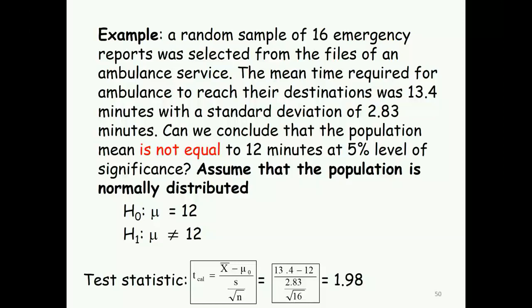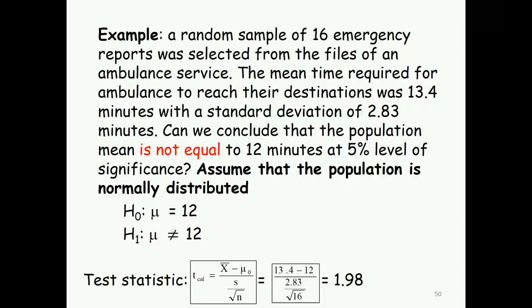A random sample of 16 emergency reports was selected from the files of an ambulance service. The mean time required for ambulances to reach their destination is 13.4. This is the sample mean. Sample standard deviation, 2.83. Can we conclude that the population mean is not equal to 12 minutes at 5% level of significance? Assume that the population is normally distributed.